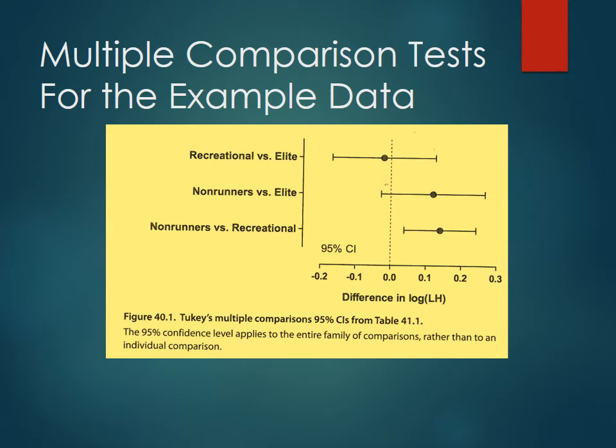So if you look here, this is the difference in the log of the luteinizing hormone on your x-axis. You can notice that now we're comparing each group to one another: recreational versus elite, non-runners versus elite, and then non-runners versus recreational. By doing this, you're looking at the difference in the means, and you can see the confidence interval bars here. If you're just looking at the recreational versus elite, and because we're doing the difference in means, so we're subtracting one from the other, would you consider that first one to be significant? Yeah. Why?